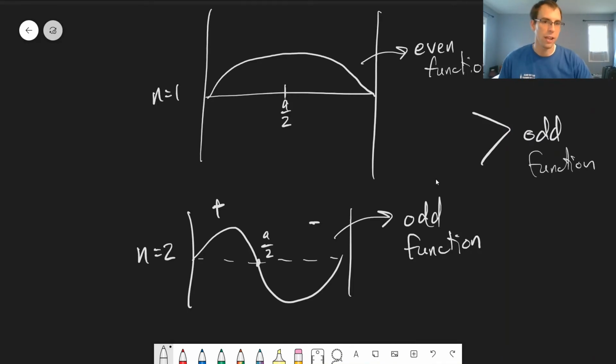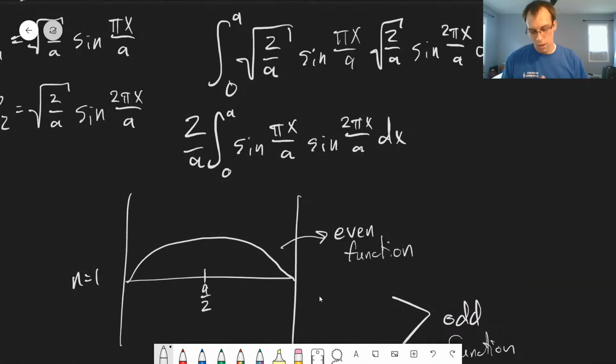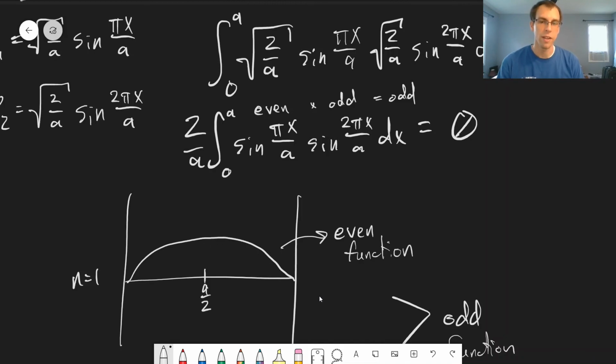We can also show that mathematically, but this comes back to this idea. Because even times odd equals an overall odd function, and integrating over 0 to a, we get that this is equal to 0. And so indeed, this does give us the fact that these two are orthogonal. We could show this for any possible combination of wave functions, and you will show this on your homework. If we picked psi1 and psi5, we would still get that this integral would equal 0. And so that's the property of orthogonality.